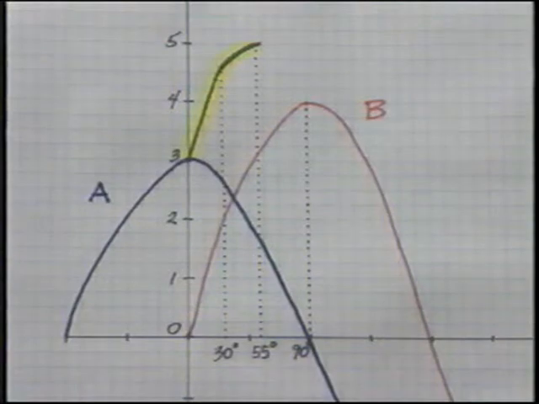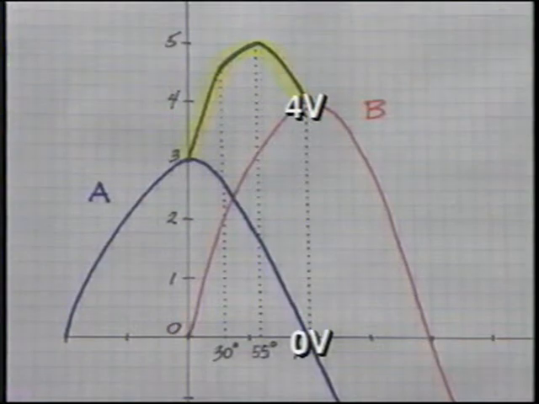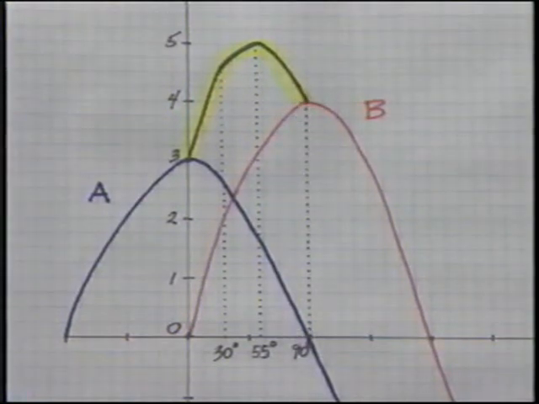Now move further along the horizontal axis to 90 degrees. Here, A is at 0 volts and B is at 4 volts. When added, these yield a 4-volt instantaneous value for the resultant sine wave. At this point, you can see that the resultant wave is peaking at 5 volts. If more points were plotted, the wave could be fully drawn by connecting the dots. You can begin to see that the graphic method is time-consuming and requires a great deal of accuracy.